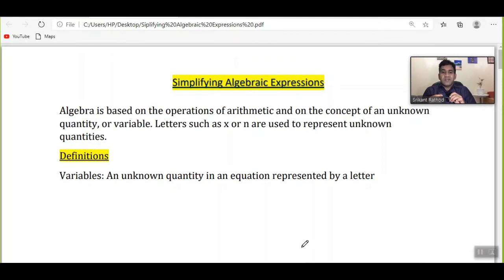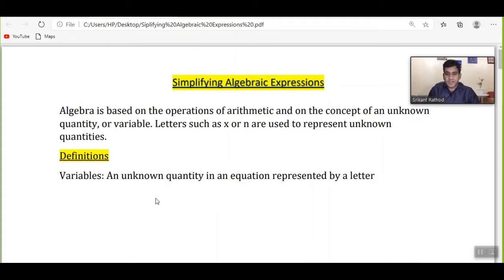As I mentioned, algebra is based on the operation of arithmetic and on the concepts of an unknown quantity or variables. The unknown quantities here we use as the letters x, y, z and so on. So now let's start with the definitions, or what are the terms we're gonna use while simplifying the algebraic expression. So what do you mean by a variable? An unknown quantity in an equation represented by a letter, it's called a variable.